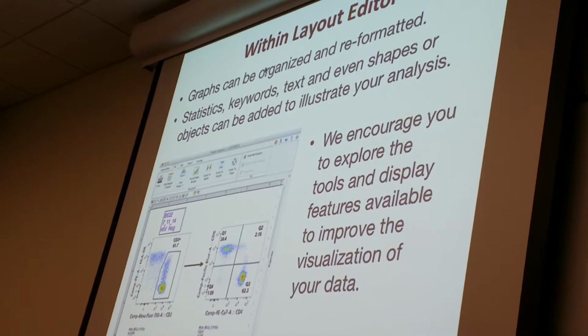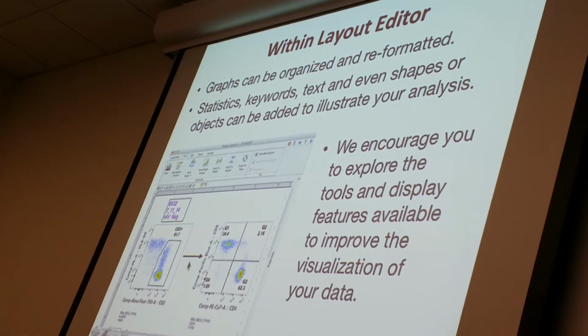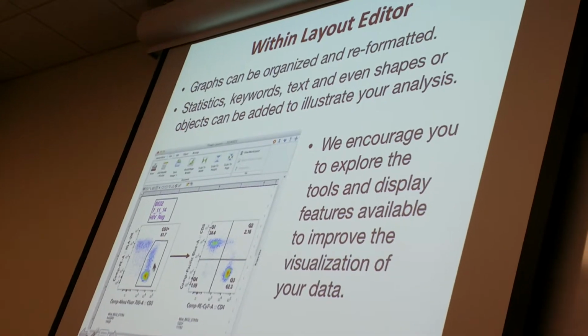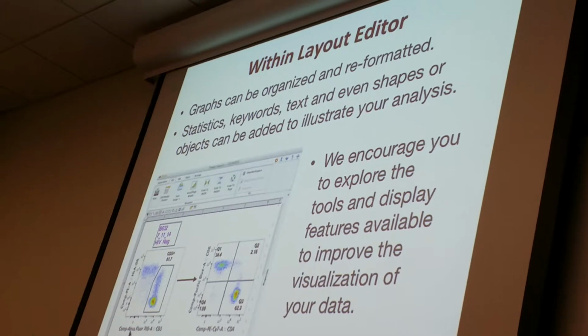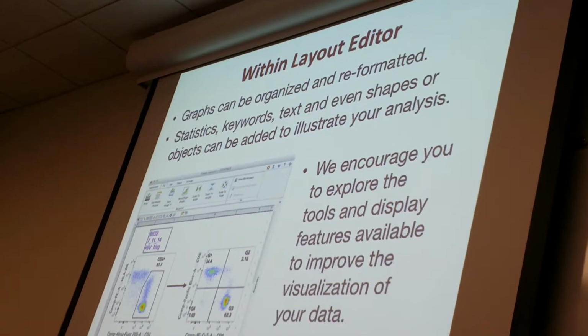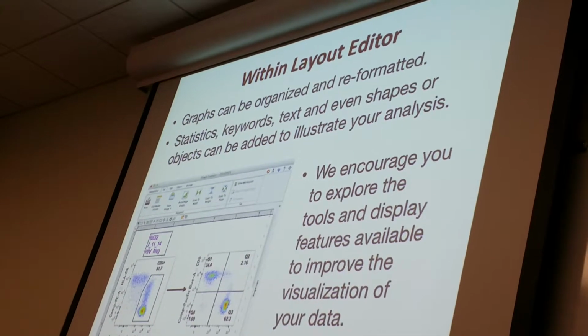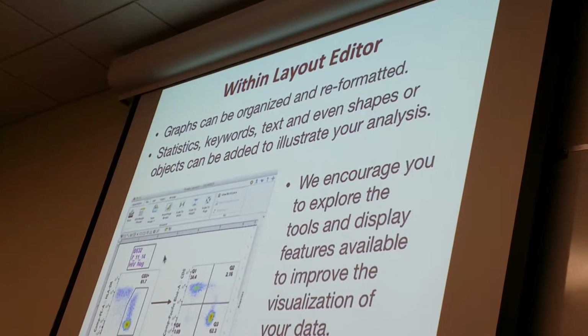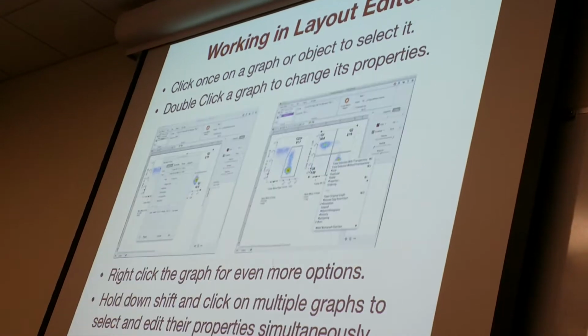Within the layout editor, you can organize and reformat your data. You can make text boxes, draw arrows, change the way the data is displayed. You can also change all of the formatting, either the size, text style, text color, how the legend is displayed. And I'm going to show you, at least partially, how to go through that and do that.